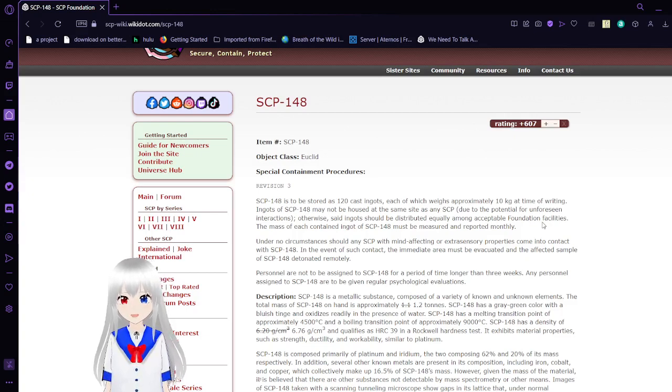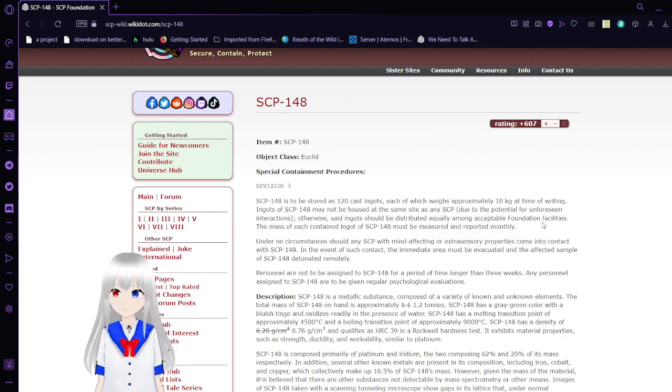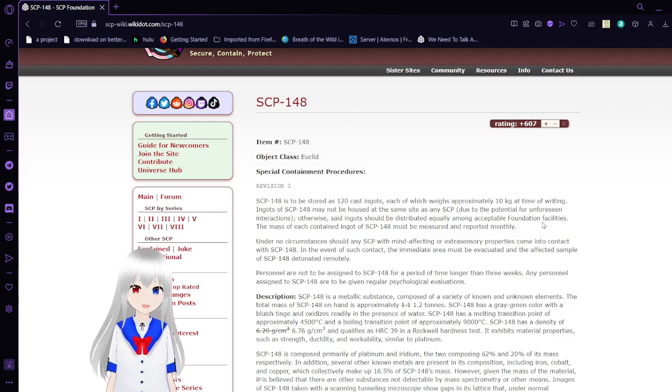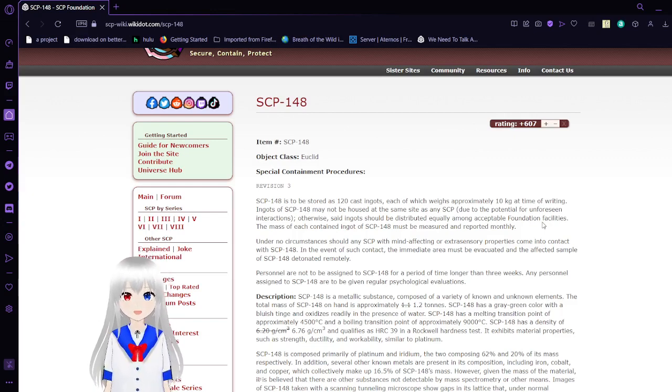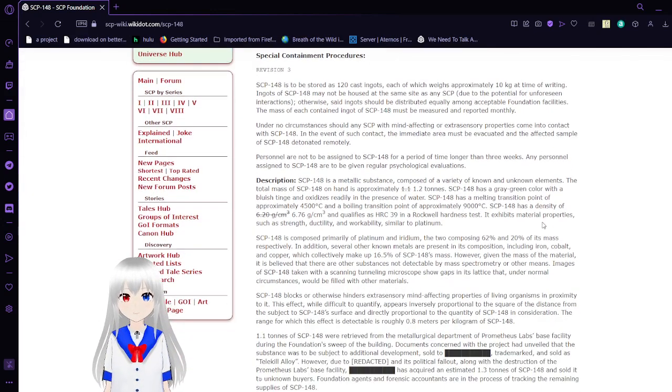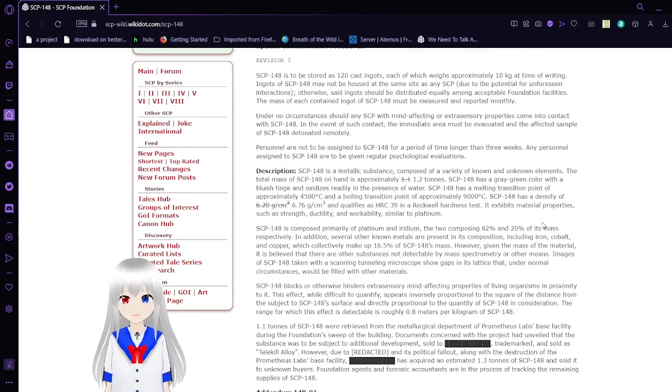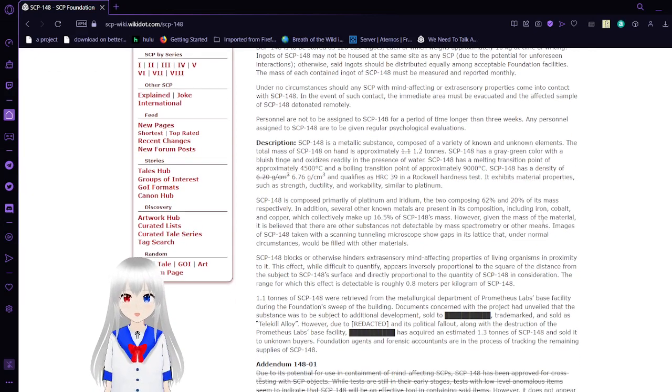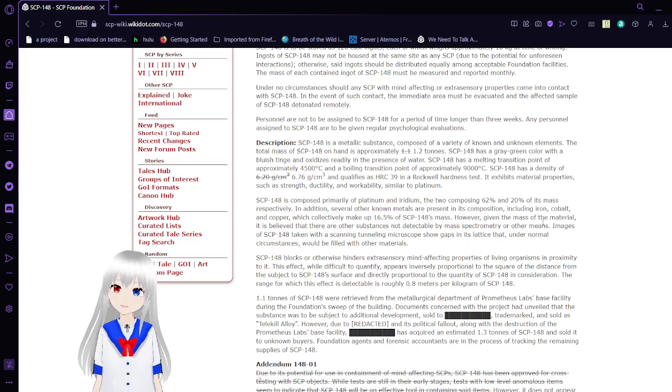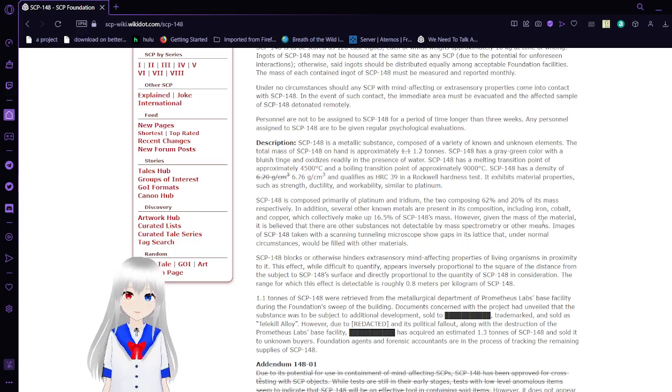The mass of each contained ingot of SCP-148 must be measured and reported monthly. Under no circumstances should any SCP with mind-affecting or extrasensory properties come into contact with SCP-148. In the event of such contact, the immediate area must be evacuated and the affected sample of SCP-148 detonated remotely. Personnel are not to be assigned to SCP-148 for a period of time longer than 3 weeks. Any personnel assigned to SCP-148 are to be given regular psychological evaluations.